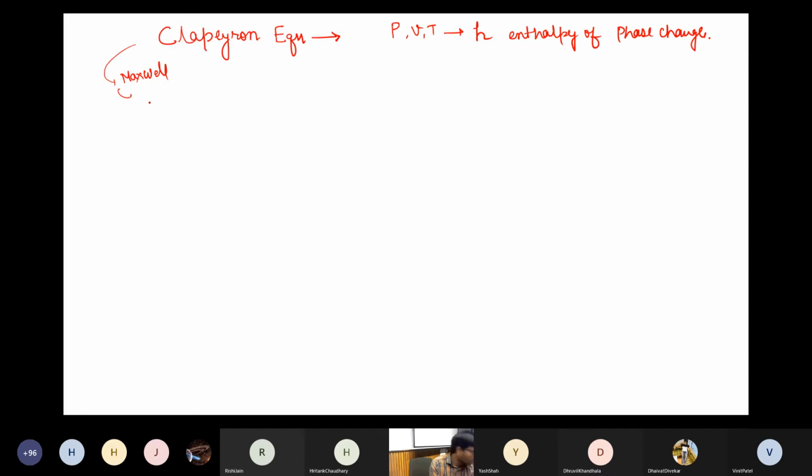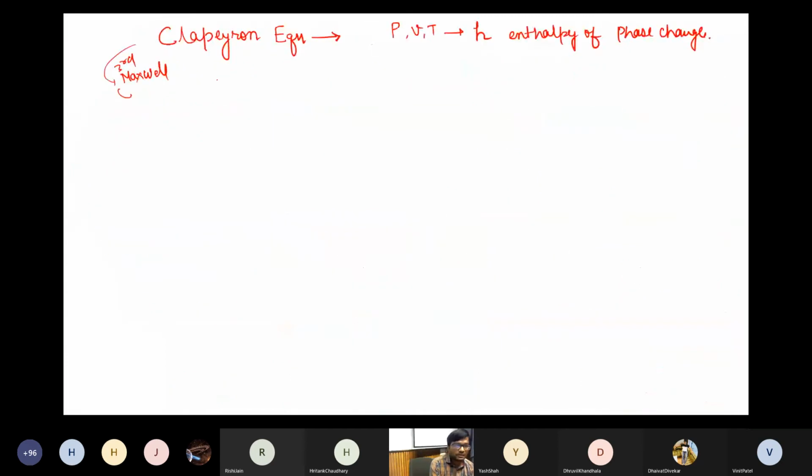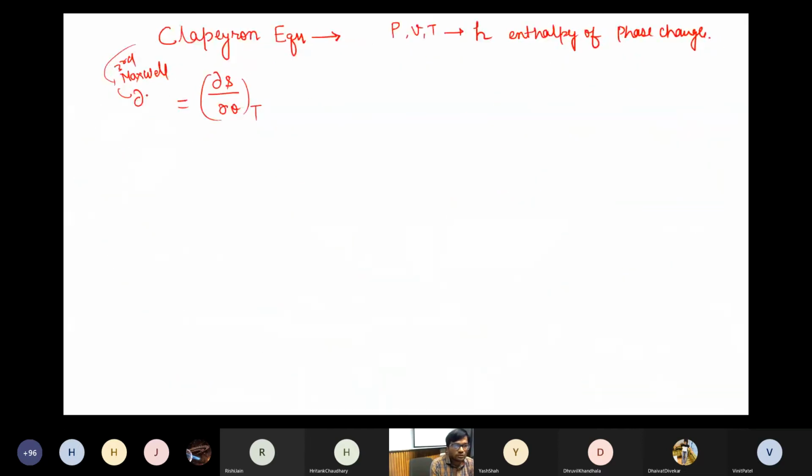So we take up the third Maxwell equation, and what is my third one? This one. We take up this one, modify it, and we get the enthalpy data. Let's see how. So ∂S/∂V at constant T is equal to ∂P/∂T at constant volume.